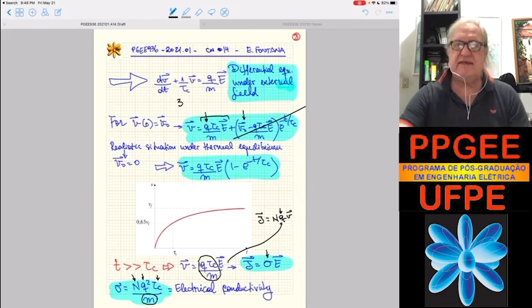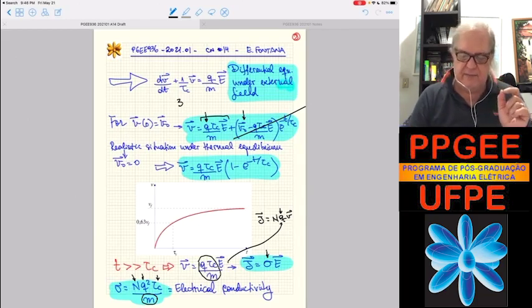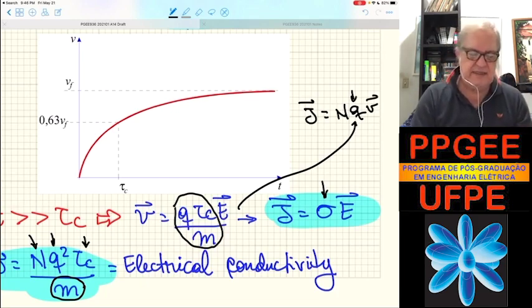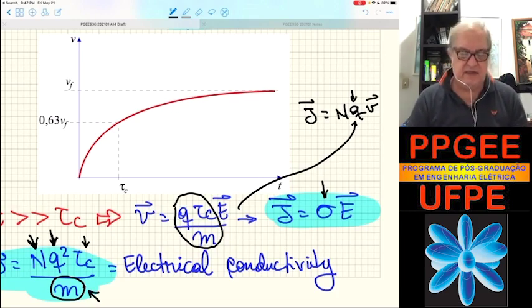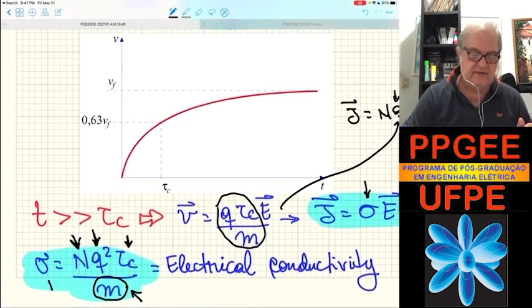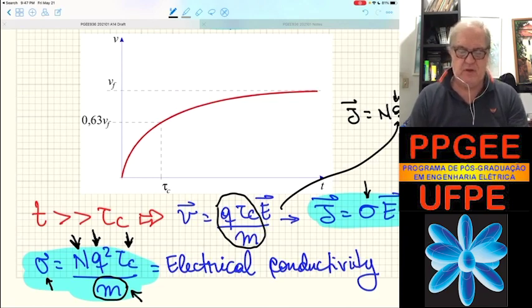So for our purposes, it depends on this collision time. In practice, if you apply a field on a conductor, a good conductor, you're going to have an idea of this collision time, how much it is. You can calculate it by estimating the density, knowing the charge of each carrier and the mass. It's not very difficult. And the collision time we can estimate by measuring the conductivity of a solid. I can have an estimate of the collision time. Okay?